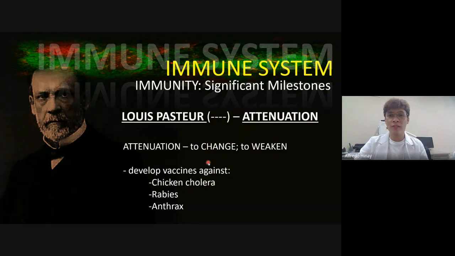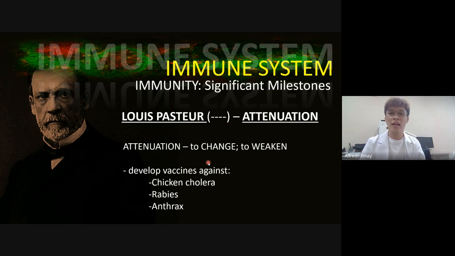Then let's move to another person, guys. Louis Pasteur. For attenuation, we'll just introduce this one because in your bacteriology and human anatomy, this person already appeared, and I believe it was discussed. So attenuation means to change or to weaken, to attenuate. Usually, attenuation is used for vaccines. For example, you have an attenuated vaccine. It means that you have the whole bacteria or virus, but they are not able to replicate. So they are weakened, or attenuated.